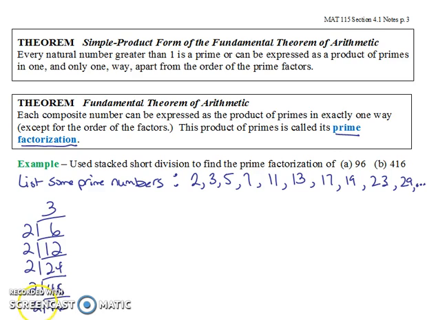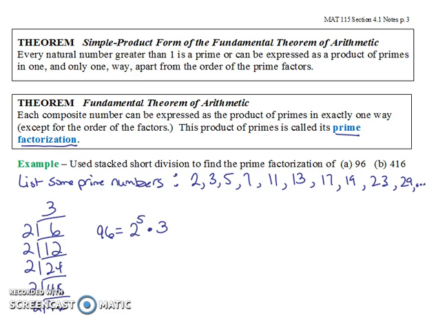So if I count them up, I have 1, 2, 3, 4, 5. So 96 is 2 to the 5th power times 3. When I end with a prime number, I'm done. So I just kept dividing by a prime number until the number I end with is also prime, and then I've got all the factors of that number. That's the stacked short division.